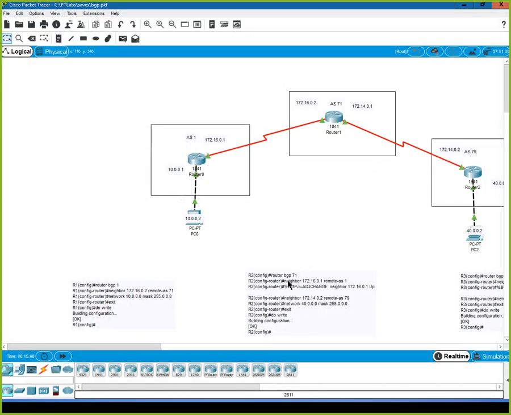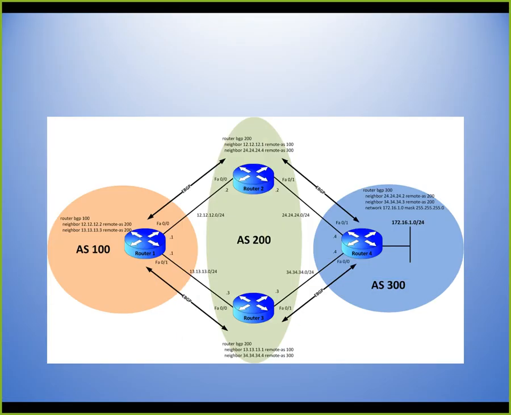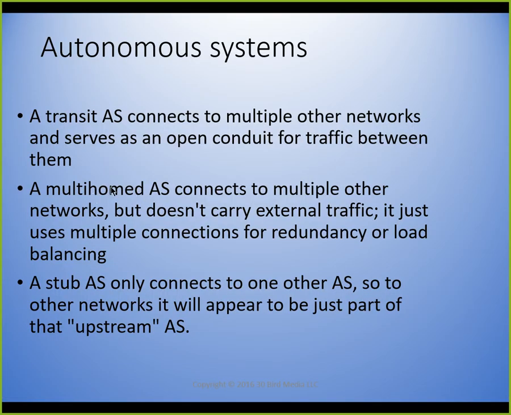You can see it here, router BGP, neighbor 172.16.0.1. This guy over here, autonomous system 1. Go back to the slide here.